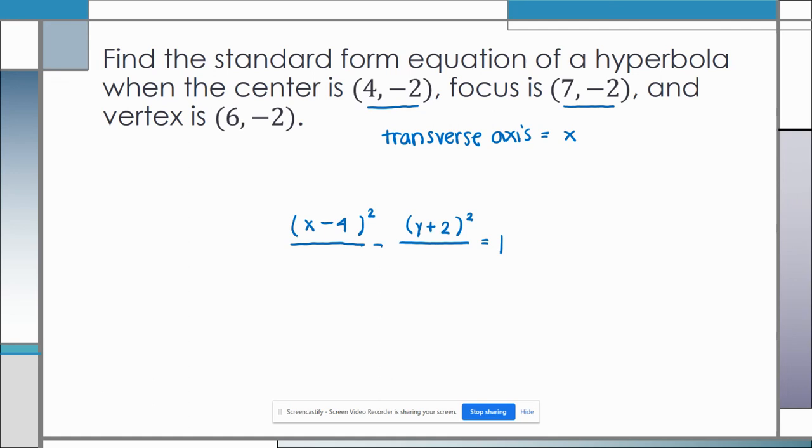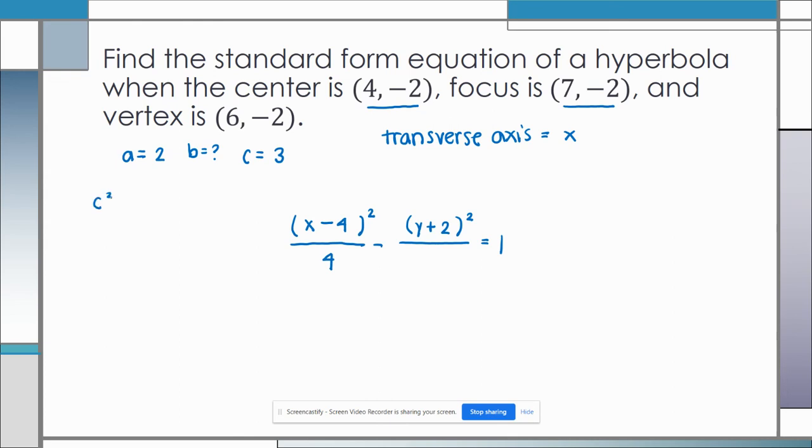All right, so we have the numerators. We just have to find the denominators. Notice that our distance from the center to the focus, from 4 to 7, is a length of 3. And remember, a focus point is going to be our c value. So we just found c to be 3. To go from our center to our vertex, we're going from 4 to 6, which is a length of 2. That's our a value. So I know a is 2, so square that, and 4 has to go underneath the first term. Our goal is just to find b.